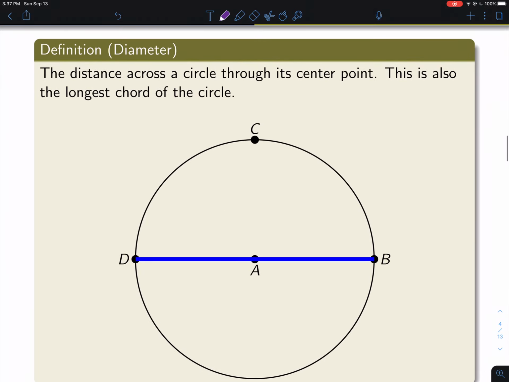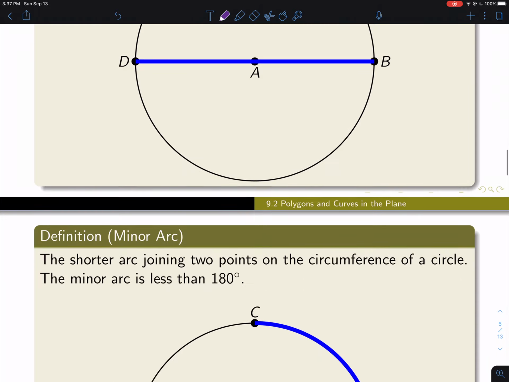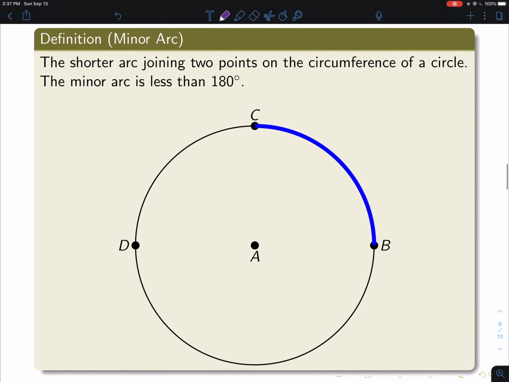And then the diameter is the longest chord, so it actually does go through the center. We can see it joins B and D together, and it just so happens to go through the middle, so it's the diameter, the longest chord. Then we've got our minor arcs, which are arcs that are less than 180 degrees. In this case, going from B to C would be a minor arc. Technically, C to D would also be a minor arc, but I'm just demonstrating one.